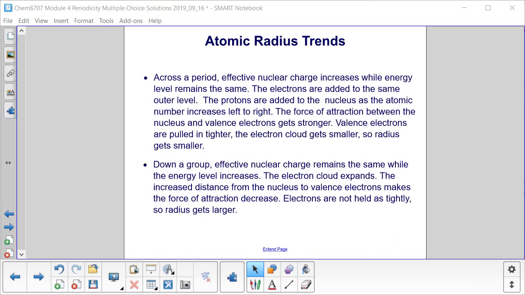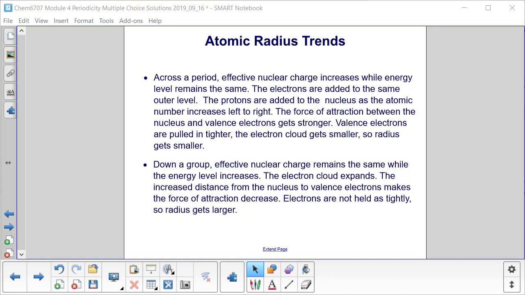So, what is the periodic trend in atomic radius? Across a period from left to right on the periodic table, the effective nuclear charge increases while the energy level remains the same. Electrons are being added to the same outer level, where the protons are added to the nucleus as the atomic number increases from left to right. The force of attraction between the nucleus and the valence electrons, therefore, gets stronger. Valence electrons are pulled in tighter, the electron cloud gets smaller, so the radius gets smaller.